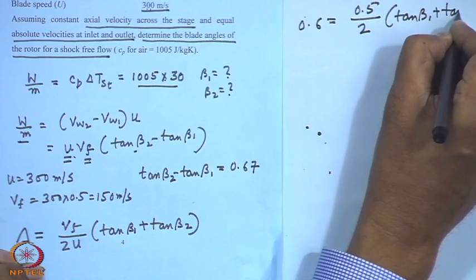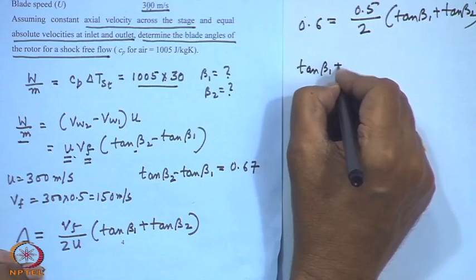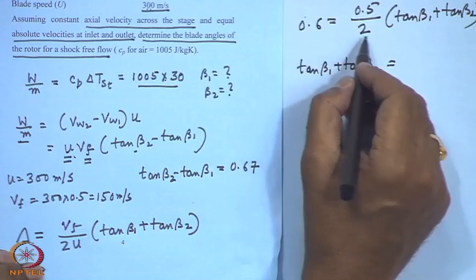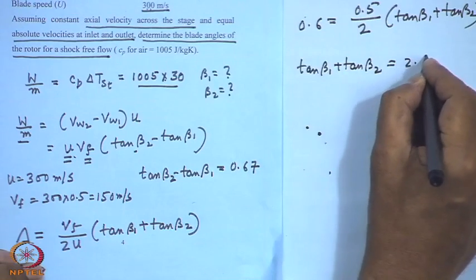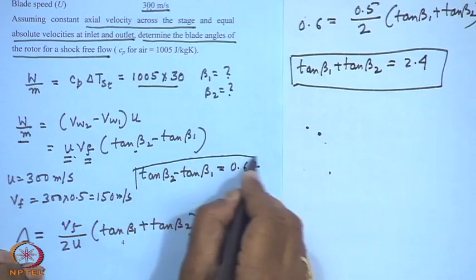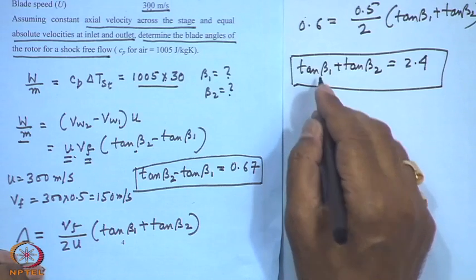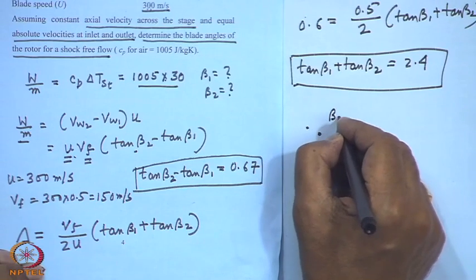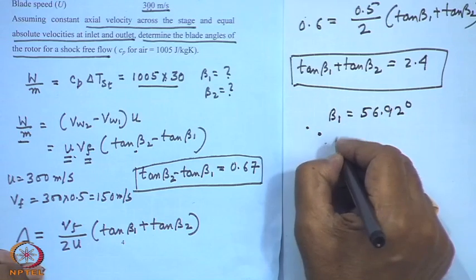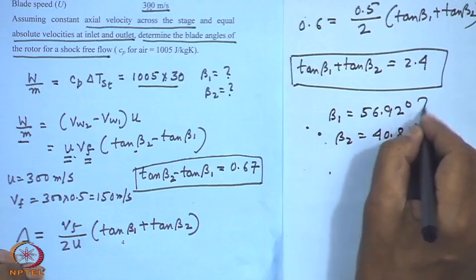So, it is a simple problem which gives a relationship: tan beta 1 plus tan beta 2 is, what? 1.2 to 2.4. It is very simple. So, this is one relation and this is one relation. As simple as this, and finally, if you solve for tan beta 1 and tan beta 2, you get beta 1 is 56.92 degree and beta 2 is 40.86 degree. These are the answers you can check.